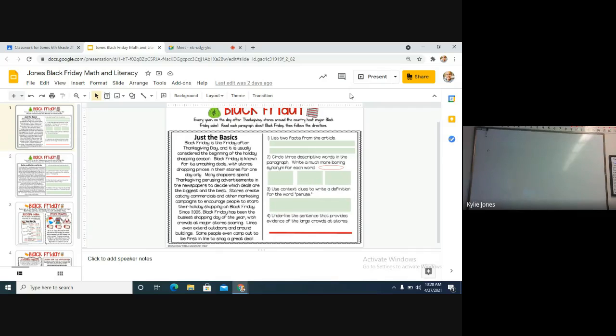Stores create catchy commercials and other marketing campaigns to encourage people to start their holiday shopping on Black Friday. Since 2005, Black Friday has been the busiest shopping day of the year, with crowds at major stores soaring. Lines even extend outdoors and around buildings. Some people even camp out to be first in line to snag a great deal.